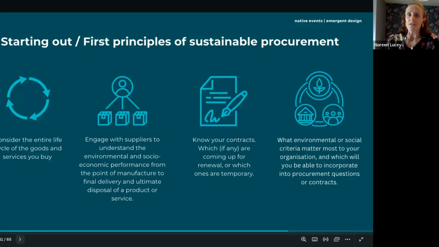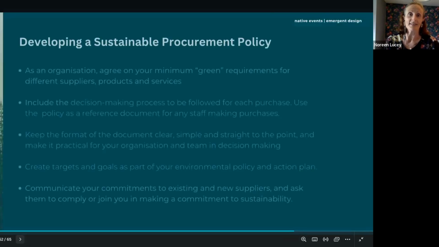Which, if any, of your contracts are coming up for renewal? Are you writing that green procurement piece into your contracts? There are good resources that we will give you later on in terms of how you can do that. And then as an organization, what environmental or social criteria matter most to the people in your organization? That might also inform your procurement policy and your decision-making process.